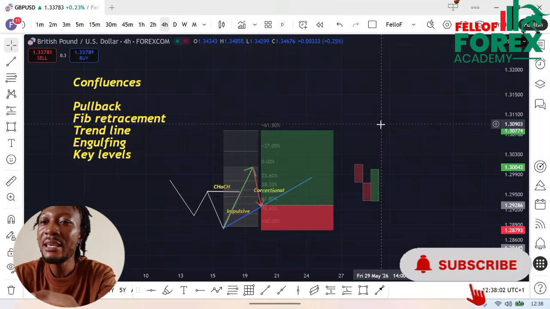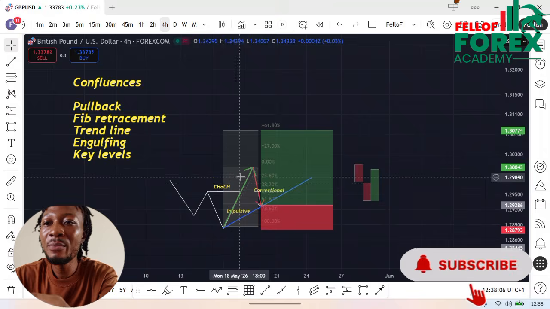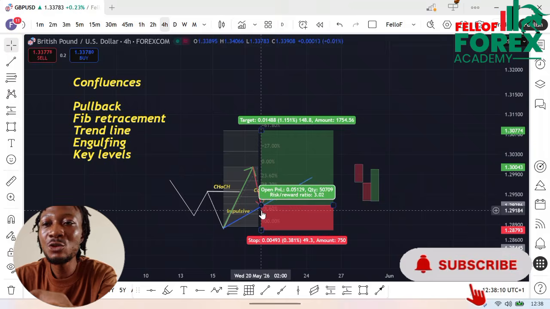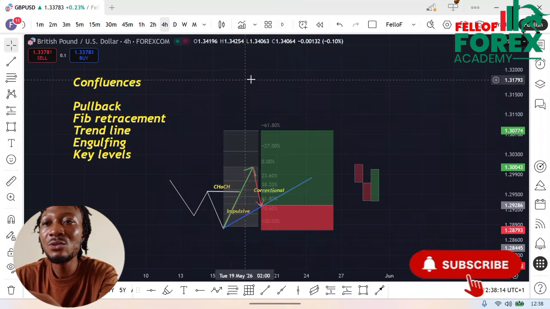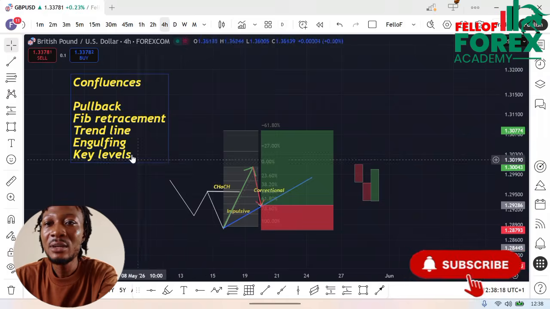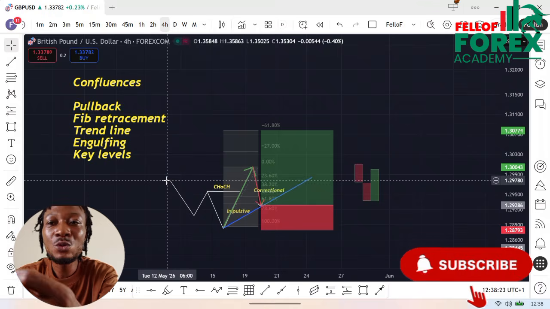The first thing you need is a pullback, because you cannot just see a change of character or a break of structure and start taking action. No, you have to wait for price to come down so that it should be cheaper, because you are buying. If you are buying, you should buy cheap. If you are selling, you should sell expensive so that you'll be able to make profits, right? Now, the second thing we said is you wait for it to pull into a fib level, into your fib level.